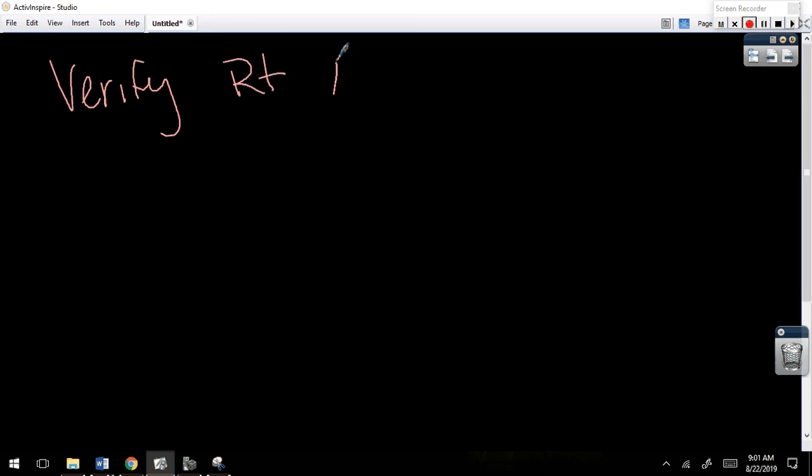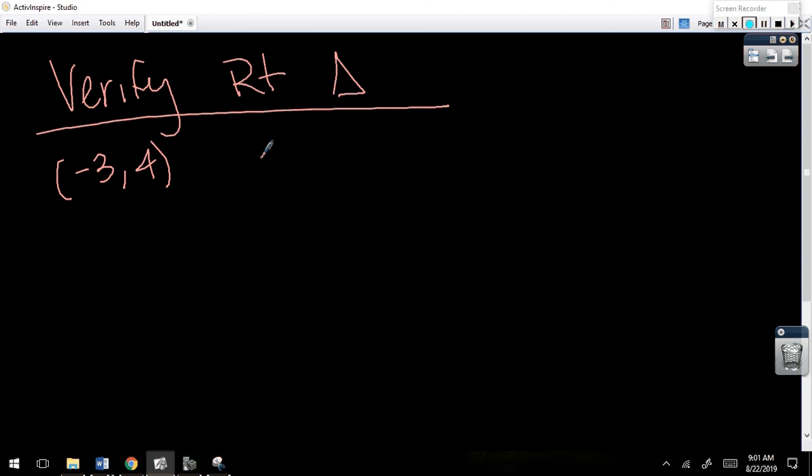Let's say I have 3 points, and these are all vertices of a triangle. My question to you is, does it form a right triangle? Why or why not? How might we know? But graphing's not going to be very accurate because you're not going to be able to tell exactly. What else could you do?